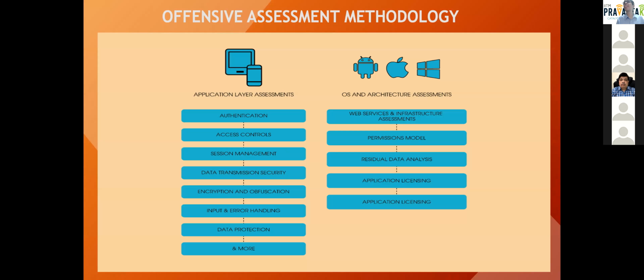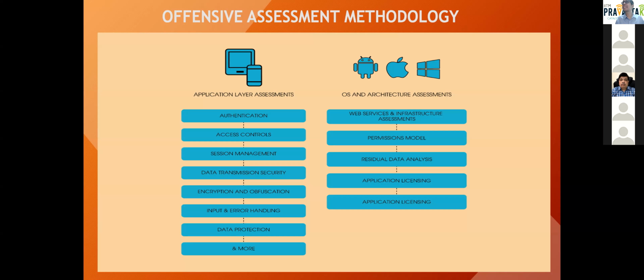And then when we come to security testing, there's a whole lot of things: application layer assessments and OS and architecture assessments. And within this application layer, we have authentication level assessments, access controls, are they in place, are they correct, are they strong, session management, data transmission security, encryption, obfuscation, input and error handling, right? So when you ask for a mobile number, can I put a script inside which can go and extract some information from the database? Data protection and a lot more.